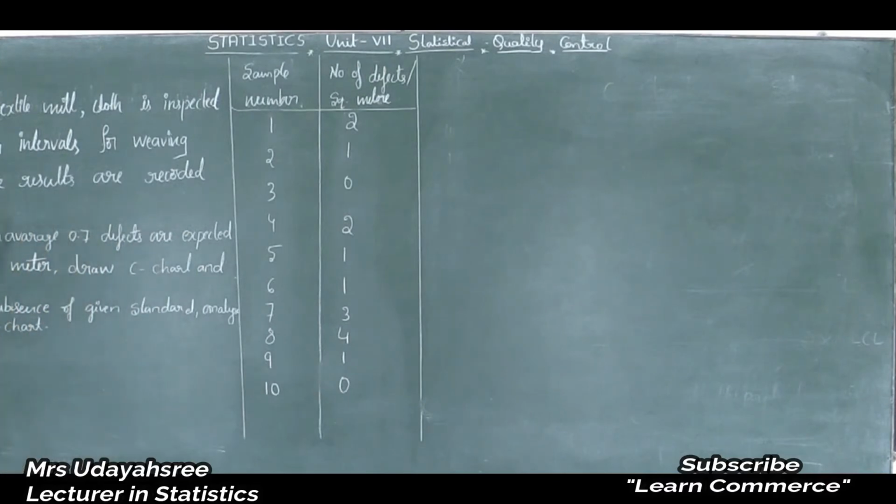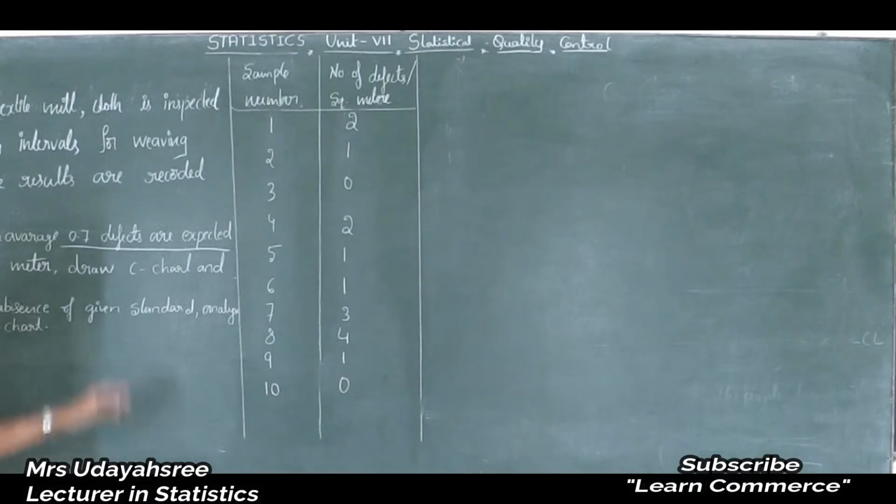Next, the first sub question: if on an average 0.7 defects are expected per square meter, draw a C chart and interpret. The second sub question: in the absence of a given standard, analyze using a C chart. First, let's see the first sub question.